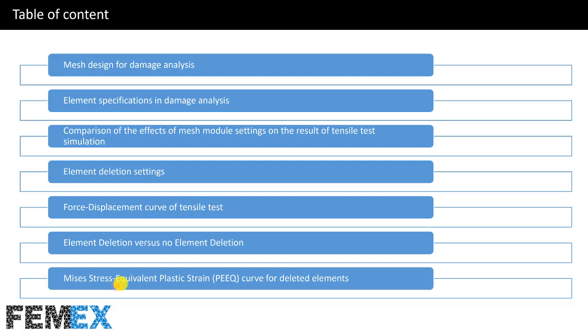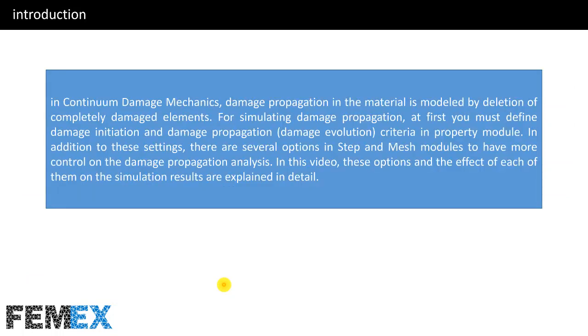In Abaqus, the equivalent plastic strain variable is PEEQ. In continuum damage mechanics, damage propagation in the material is modeled by deletion of completely damaged elements. For simulating damage propagation, at first you must define damage initiation and damage propagation or damage evolution criteria in the property module. In addition to these settings, there are several options in the step and mesh modules to have more control on the damage propagation analysis.